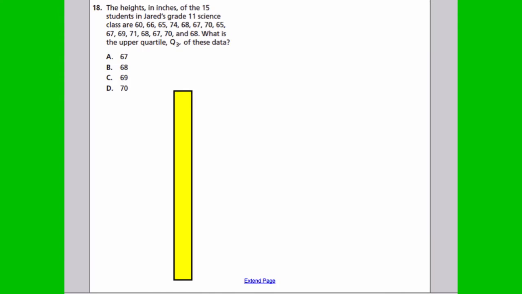Question number 18. The heights in inches of the 15 students in Jared's grade 11 science classes are, and then they give you the 15 numbers. What is the upper quartile Q3 of these data?